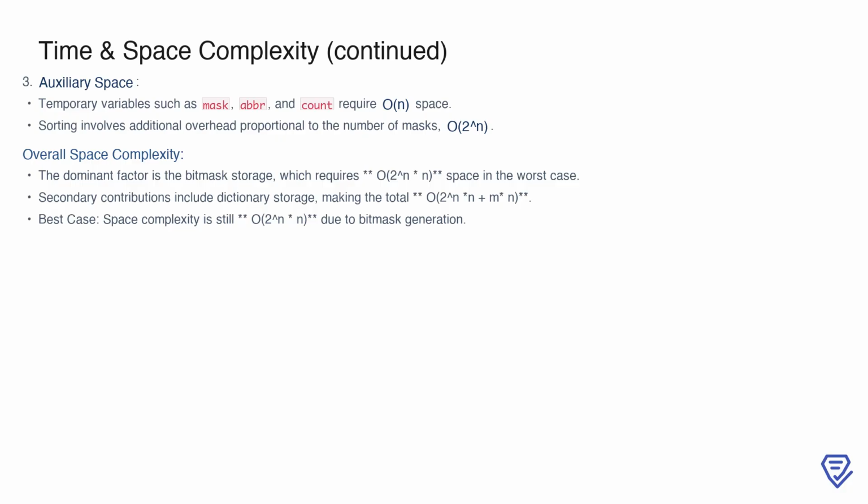Combining these factors, the overall space complexity is dominated by the storage of bit masks, resulting in 2 to the power of n * n. Secondary contributions, such as dictionary storage, lead to a total space complexity of 2 to the power of n times n plus m times n. Even in the best-case scenario, where early termination occurs, the need to generate and store all bit masks ensures that the space complexity remains 2 to the power of n * n.